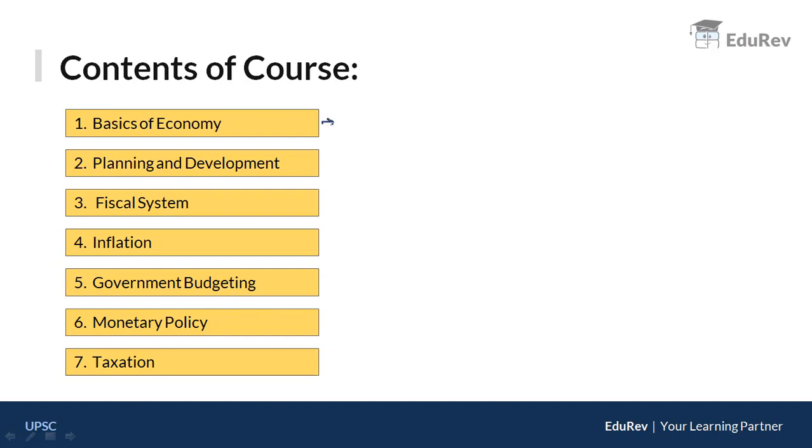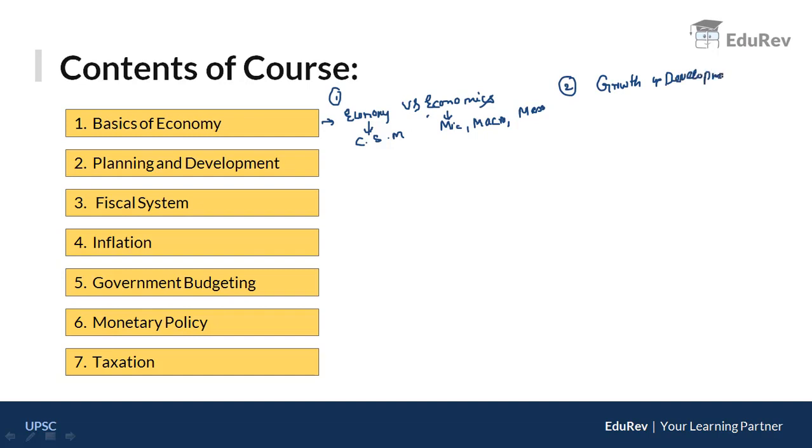Chapter 1 deals with what is economy and what is economics. We'll understand the meaning, differences between economy and economics, and types of economies like capitalist economy, socialist economy and mixed economy, and also types of economics like microeconomics, macroeconomics and mesoeconomics. In the second section, we'll be looking at the difference between growth and development, the meaning of growth and development, and what indicators are there to measure them.